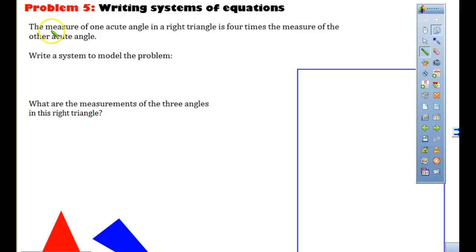Problem 5. The measure of one acute angle in a right triangle is 4 times the measure of the other acute angle.